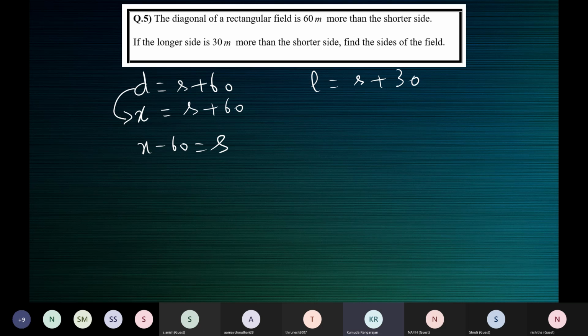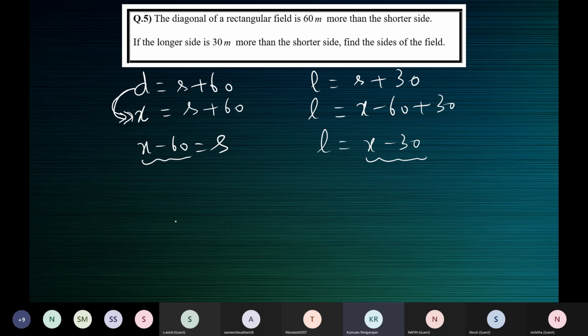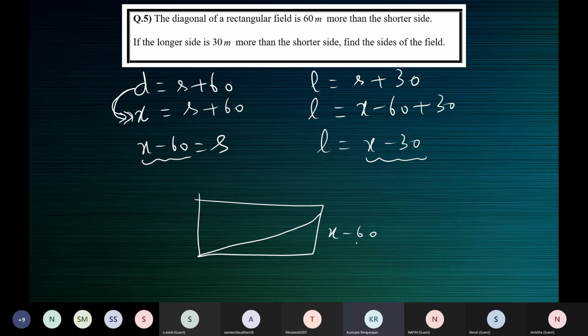Okay, so I'm saying if you say let the diagonal be x, then the shorter side is x minus 60. Then what is the longer side? We know that the shorter side is x minus 60, right? So the longer side is x minus 60 plus 30. So the longer side is equal to x minus 30. X minus 30 is the longer side. So in the rectangle, shorter side is x minus 60, longer side is x minus 30, and diagonal is x.